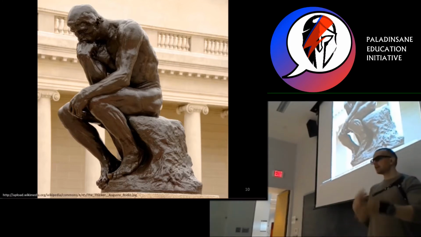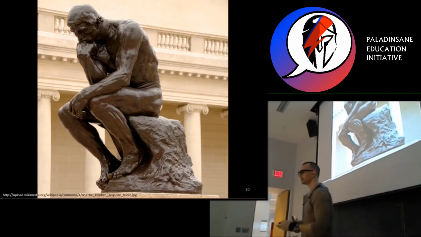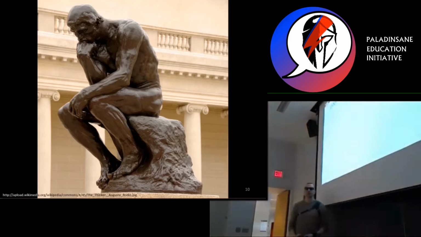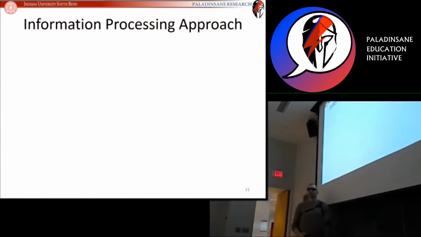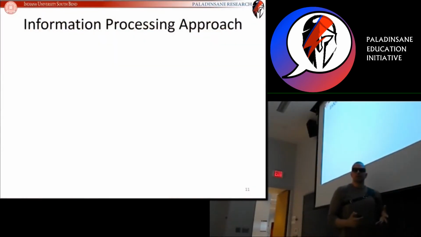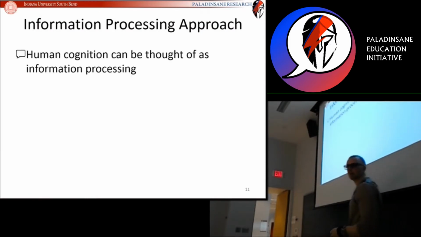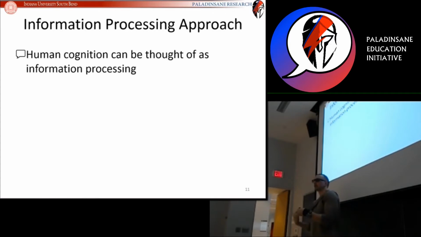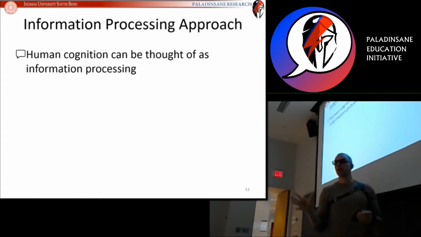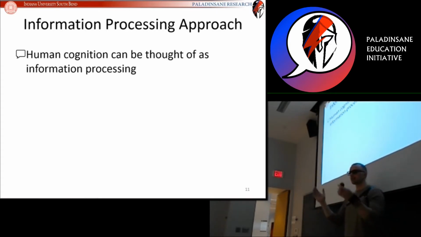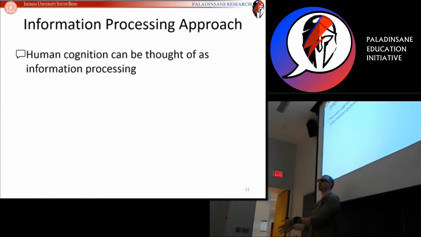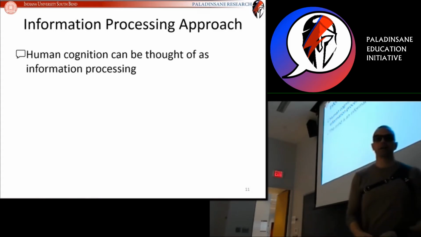And for cognitive psychology, they have adopted an overall approach known as the information processing approach. So to a psychologist, thinking is processing information. So human cognition, what we think of as thinking, can be thought of as information processing. That's what it basically boils down to. And if you can understand how that information is processed, you can understand human cognition.